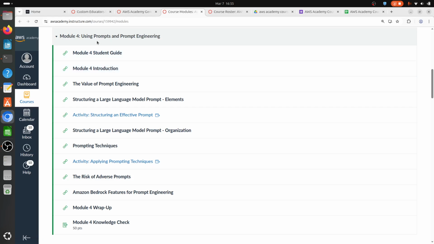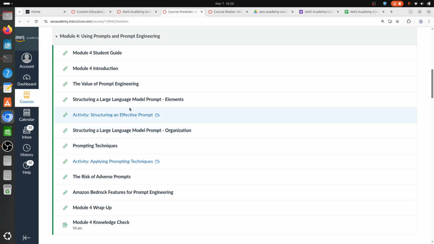So learning about prompts and prompt engineering is the focus of module number 4. They tell you with examples what the value of prompt engineering is. Why should I learn prompt engineering? Then, structuring a large language model prompt element. If we want to give a prompt to a large language model, how do we structure it? How do we write the prompt properly so that the large language model will effectively give us a better solution compared to some haphazard question, like what we ask our peers? That is what we are going to learn here.